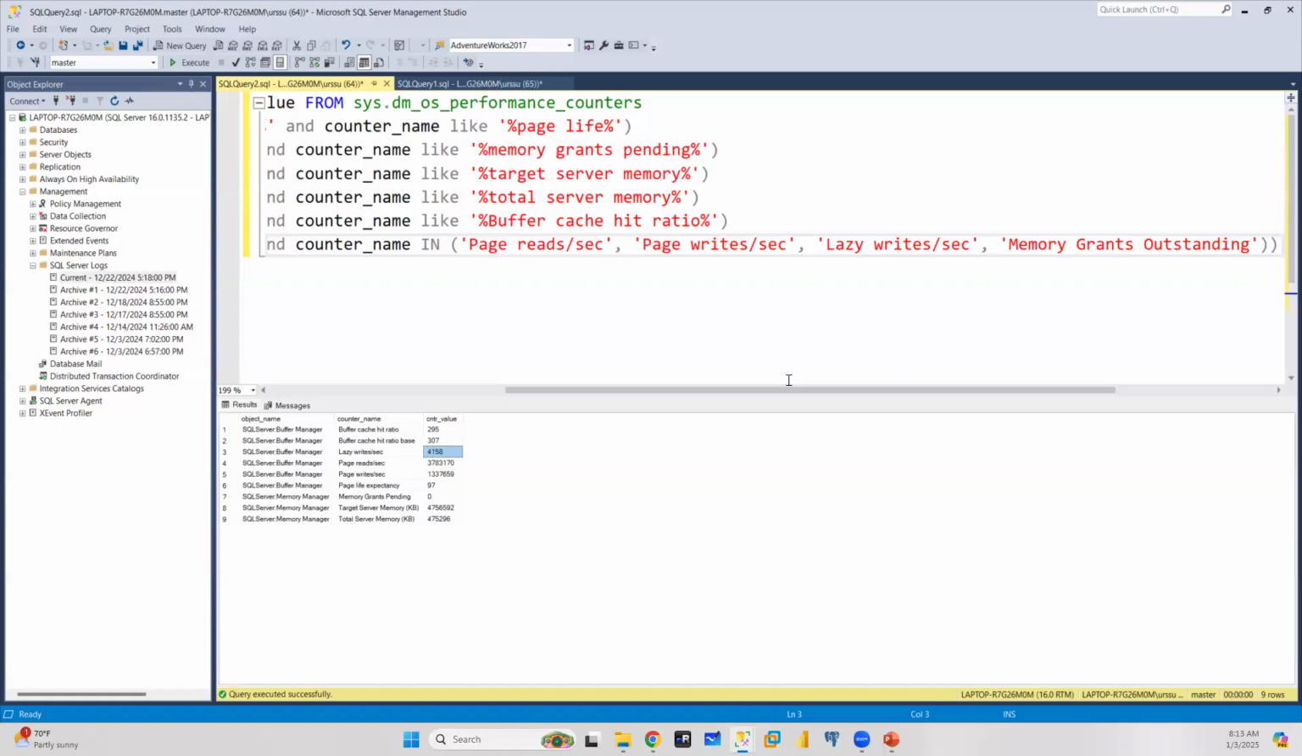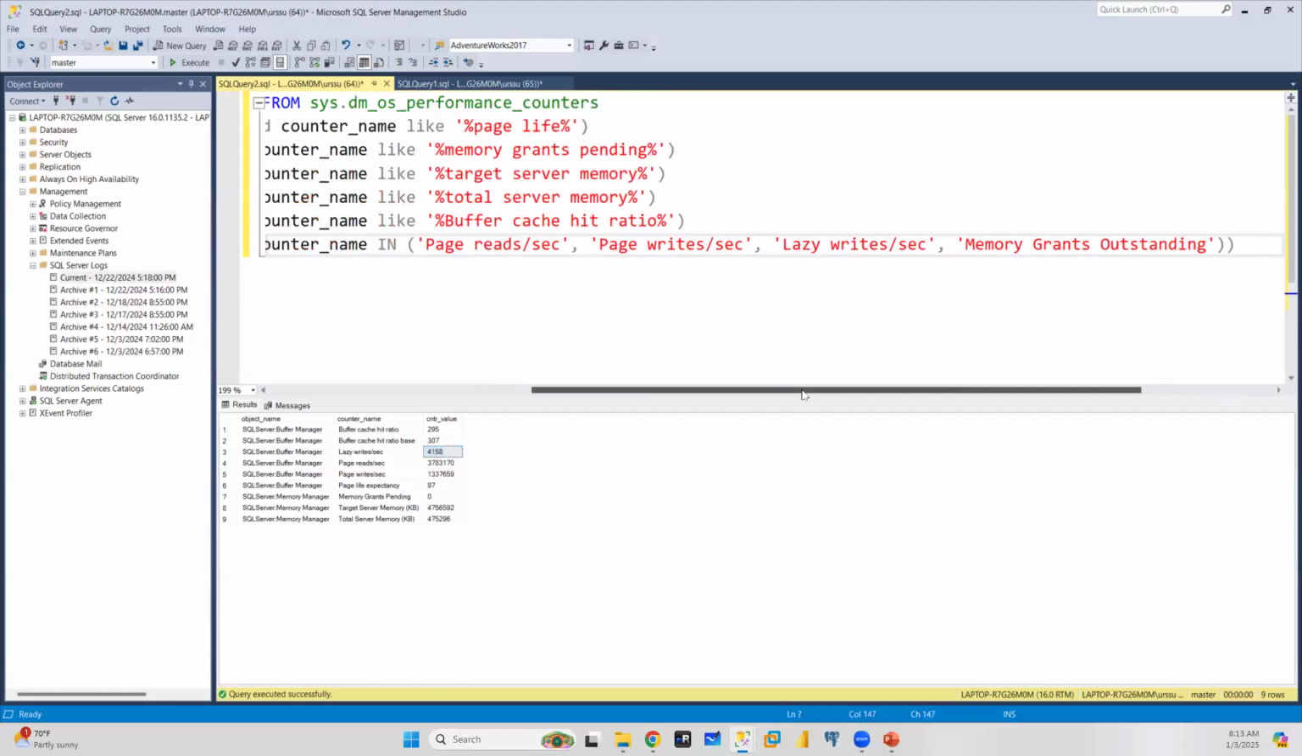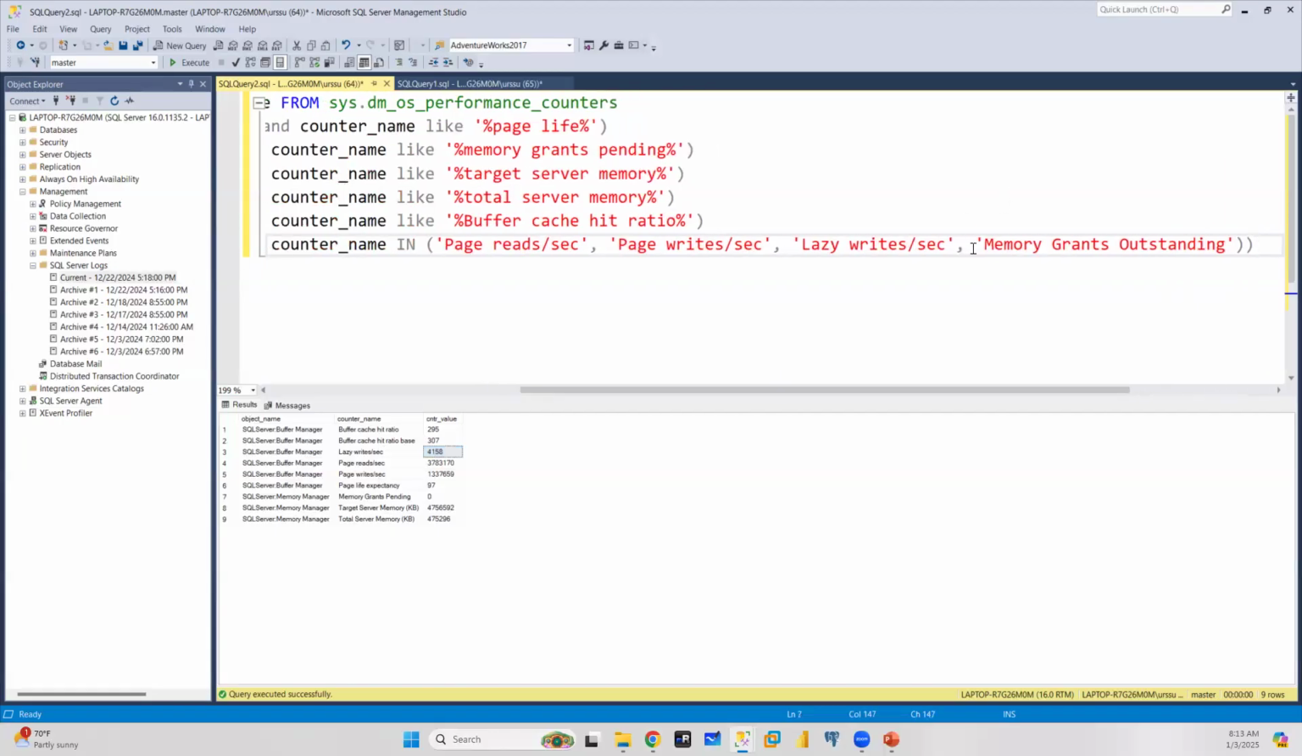Where is checkpoint? I have not added the checkpoint per second counter. It's not showing up.